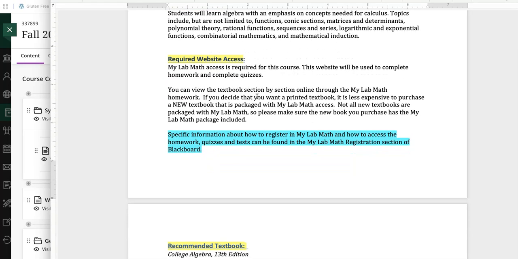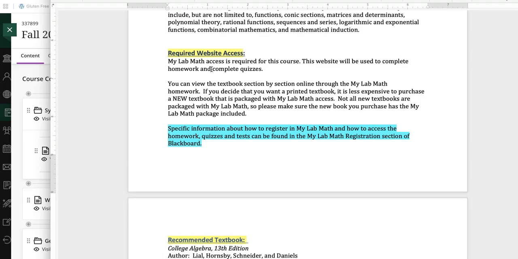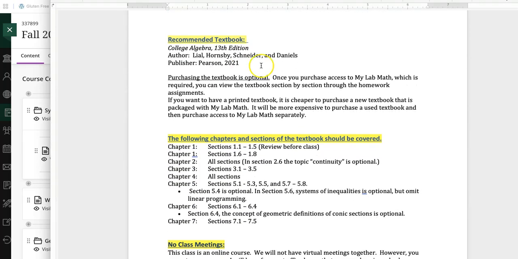Some of the information you're going to need for the course is a required website access for MyLab Math. We'll talk a lot more detail about that in a few minutes. The textbook for the course is called College Algebra, 13th edition, and it has a handful of authors, Lial, Hornsby, Schneider, and Daniels, with a publishing date of 2021.